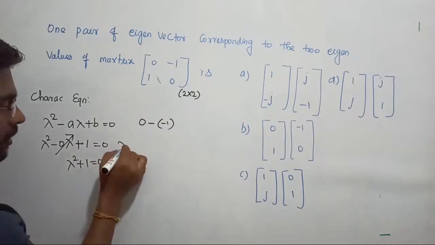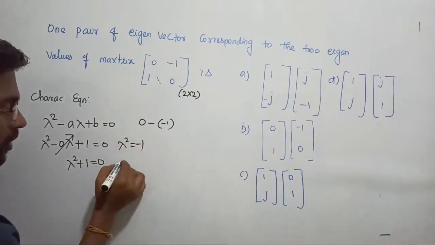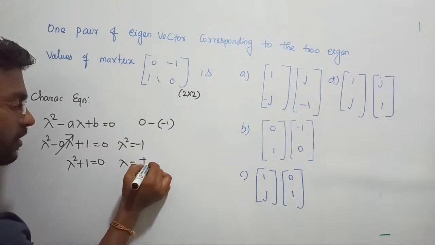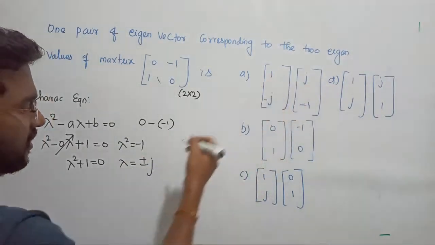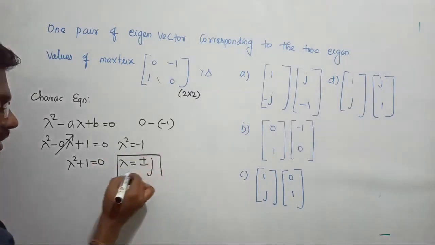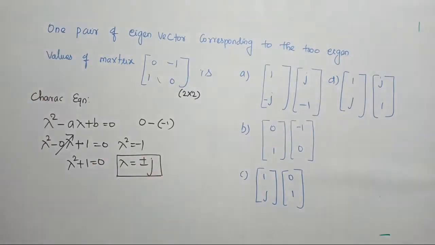Or I can write lambda square is equal to minus 1, or we can say lambda is equal to plus or minus j. We can consider i or j, since in our options they are considering j, so I am just going with j, plus or minus j. So we got two eigenvalues.